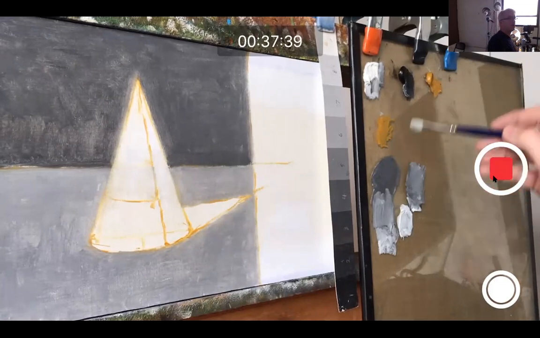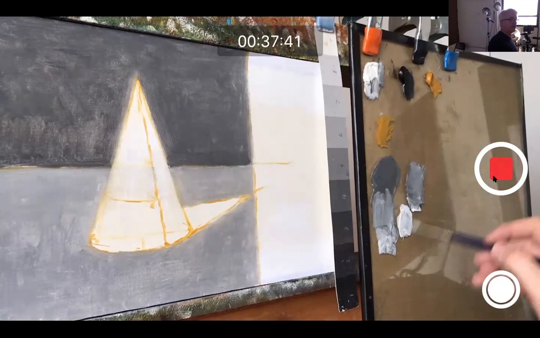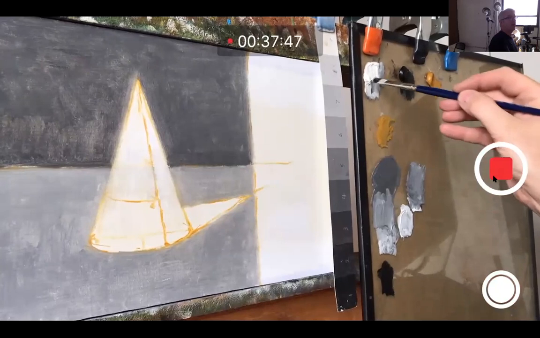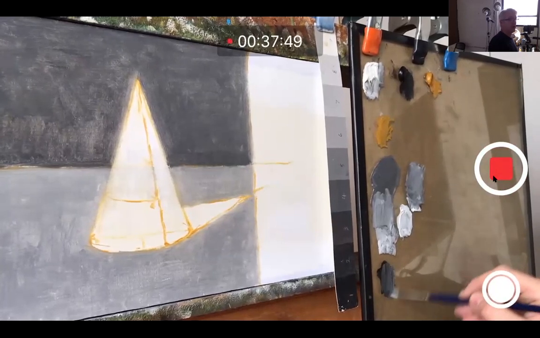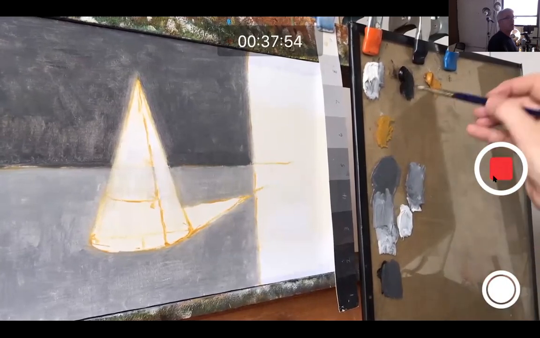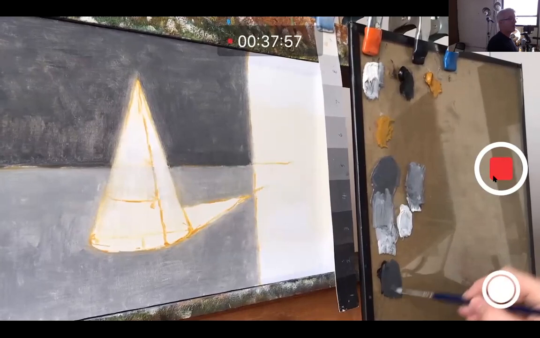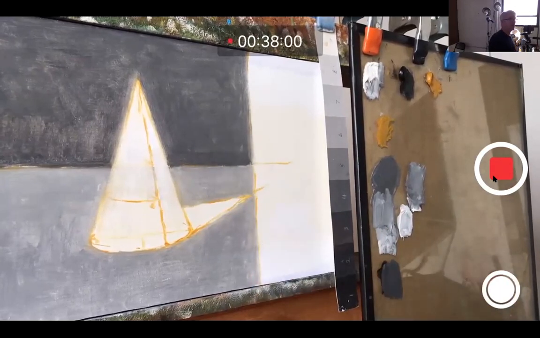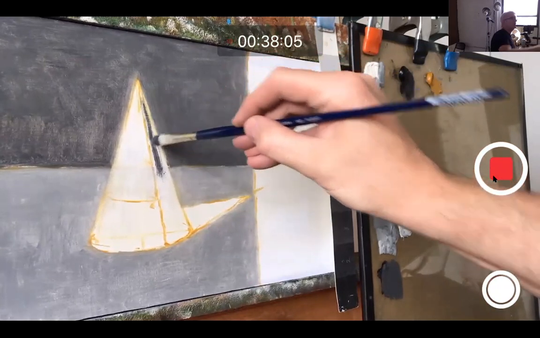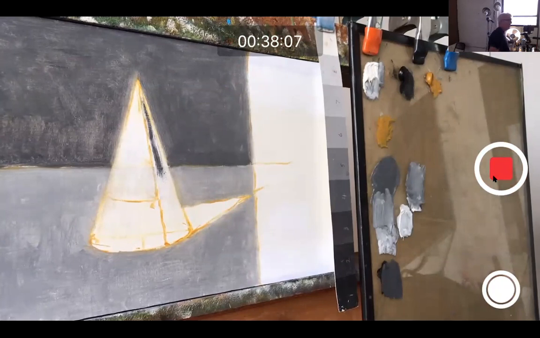So I'm going to start with the value on the dark side of the cone. I'm going to take my black and mix a gray that is darker than the gray that I started with in the background. And I'm going to very simply, again, working very broadly, lay in the color of that large value mass.